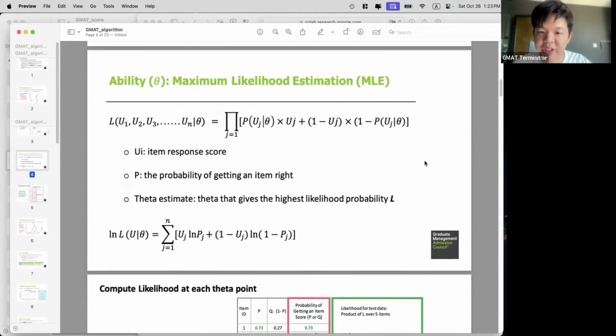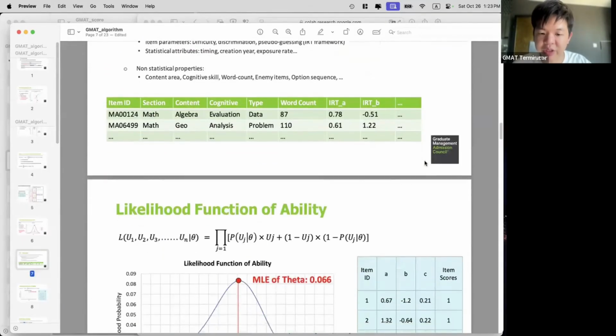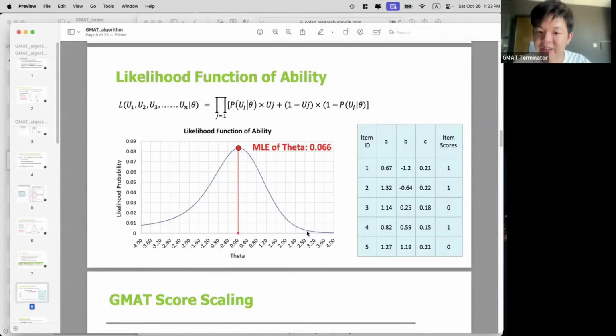So as these probabilities are gradually stacked together, whether you get it right or wrong will slowly form a certain curve, forming a curve that looks like this. Each time, the highest point of this curve represents what it thinks is your most likely current ability level. Here, this is the curve formed by stacking several questions you got right. And here, this is the curve formed by stacking several questions you got wrong.